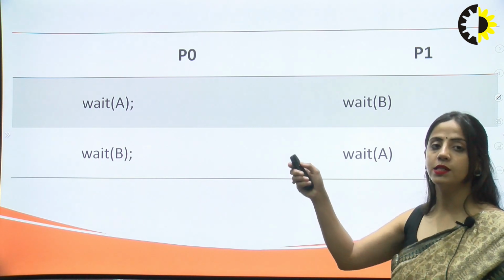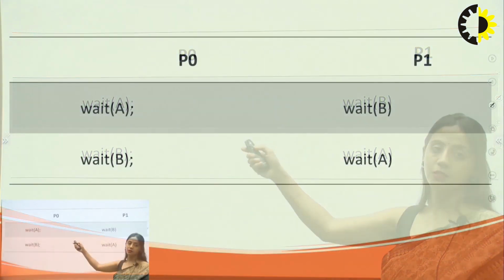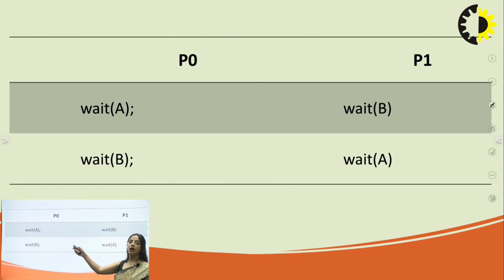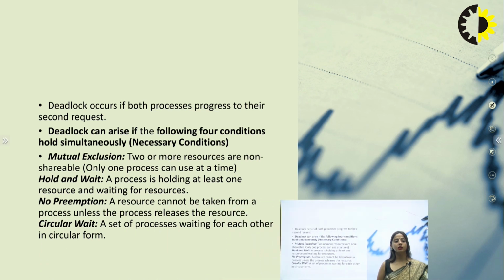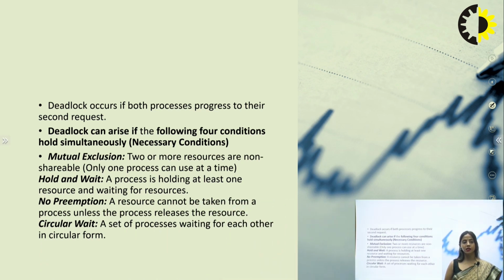See, P0 is in wait A and P1 is in wait B. Similarly, P0 is waiting for B and P1 is waiting for A. This is also an example of a deadlock. Deadlock occurs if both processes progress to their second request. Now, deadlock can arise if the following 4 conditions hold simultaneously.